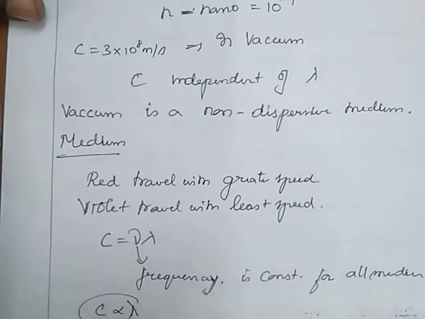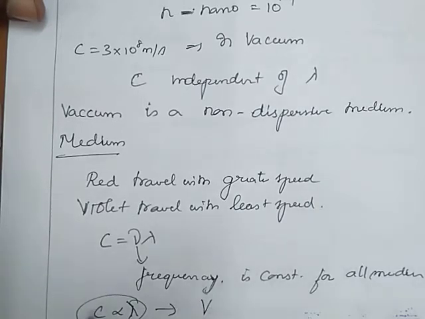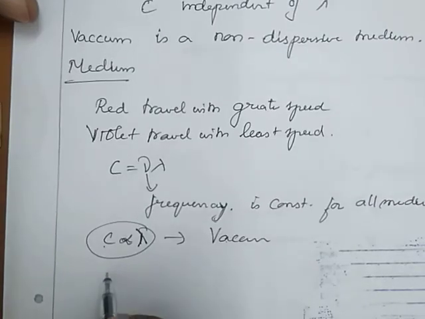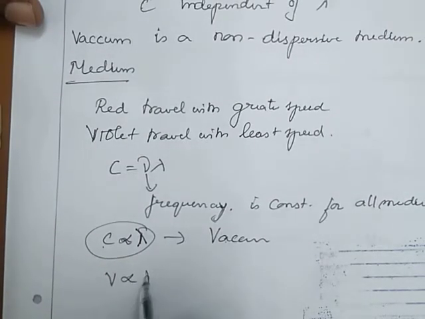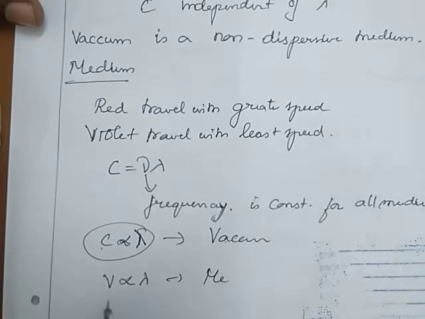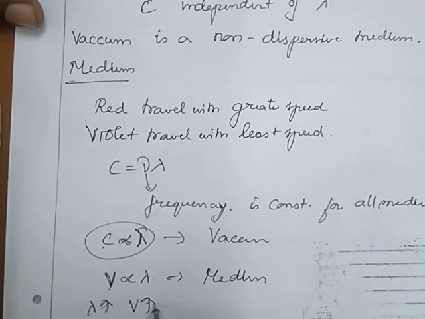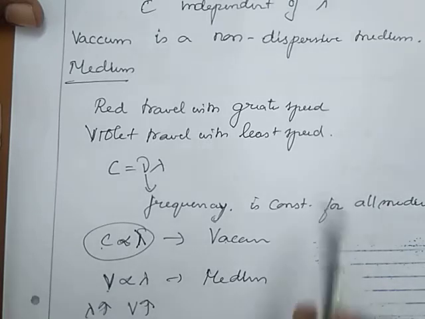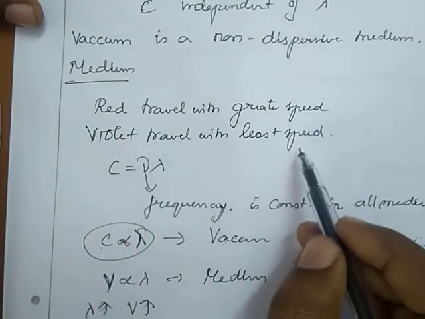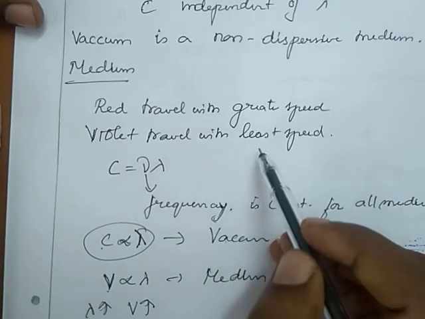This is the condition for velocity of light with wavelength in vacuum. But in a medium, this is represented as V is proportional to lambda. For a medium we consider the velocity of light as V, but for vacuum we must consider it as c. In a medium V is proportional to lambda. If wavelength increases, then the velocity of light increases. Due to this reason, red travels with a greater speed and violet with the least speed, because the wavelength of red is greater than violet.